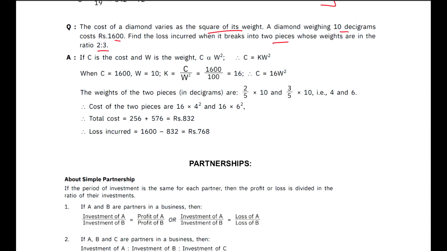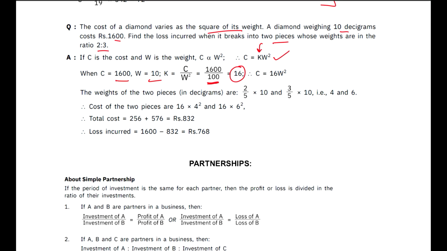So the first thing which you need to do in such types of questions is to establish the relationship, which is that the cost is directly proportional to the square of the weight, and since we don't know the proportionality value, we will name it k. Now we know the value of C and we know the value of W, so we can easily calculate the value of k with the help of this. And when we divide it, we get the value of k as 16.